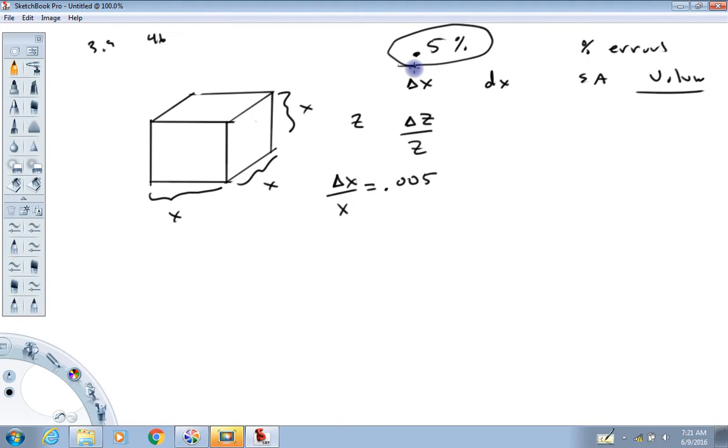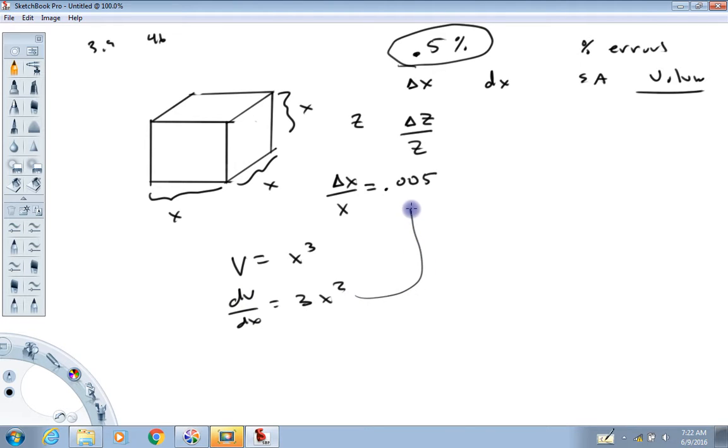Now, we're looking for changes in volume. So I'm going to start with volume equals x cubed. I'm going to calculate dV/dx. That's going to equal 3x squared. The reason for doing that is because I'm interested in a change in V, and that's what that dV is. It's a differential of V.